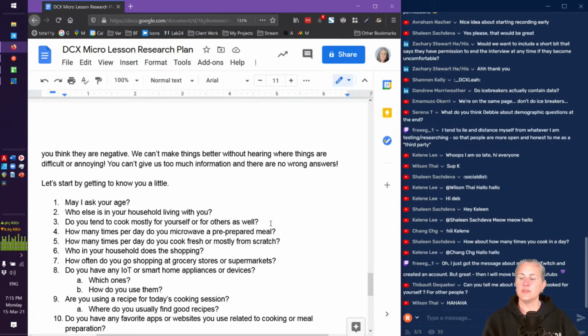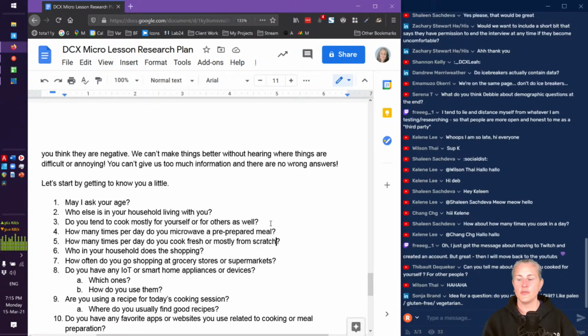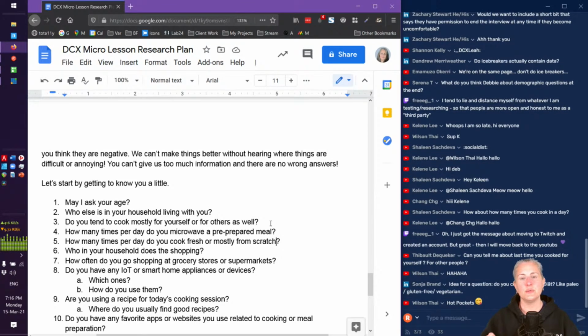Tybalt says, can you tell me about the last time you cooked for yourself or for other people? Tybalt, what do we want to know about that? Because sometimes when people write questions like, tell me about the last time you did this, I feel like it's a little bit too big. The last time you cooked for yourself or for people. Well, yesterday I made rice and meat. Well, I made fake rice and meat. Where do I start and where do I finish that story? So I sometimes feel like we have to give people a little clue.